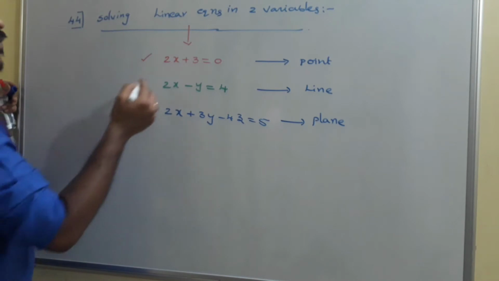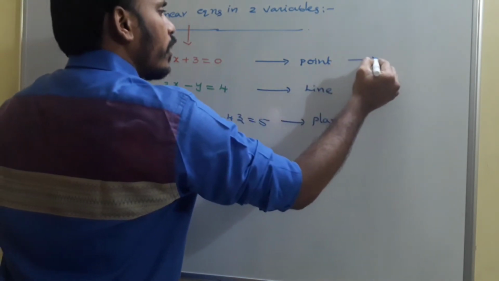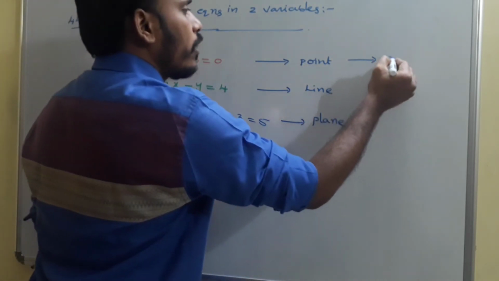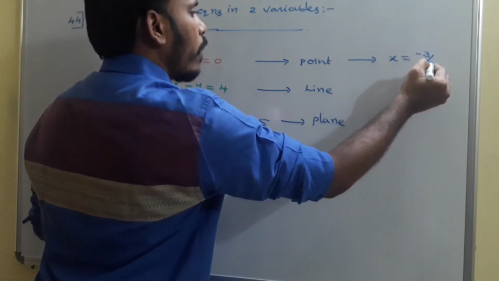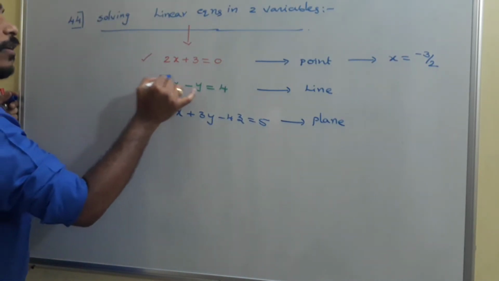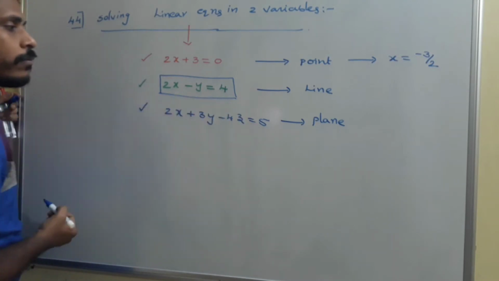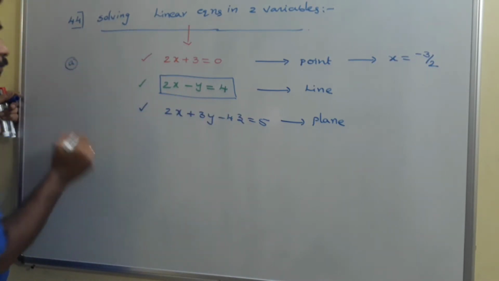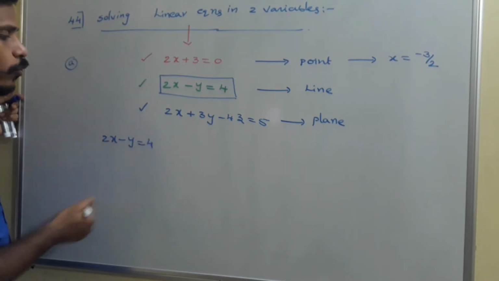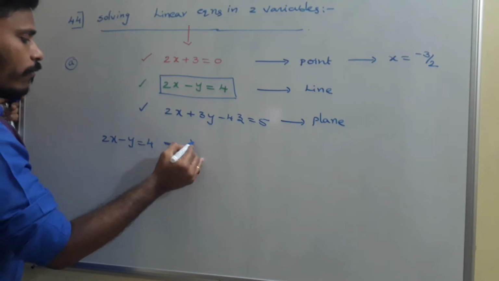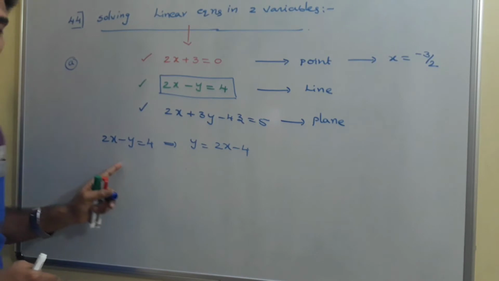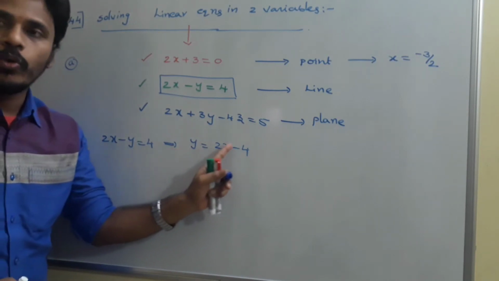See, we are very familiar with solving a linear equation in one variable. If 2x plus 3 is equal to 0, easily we will say that x is equal to minus 3 by 2, right? But what to say about this linear equation in two variables? Suppose you take 2x minus y is equal to 4, a linear equation in two variables. I will say that y is equal to 2x minus 4. You just rearrange and you get that y is equal to 2x minus 4.